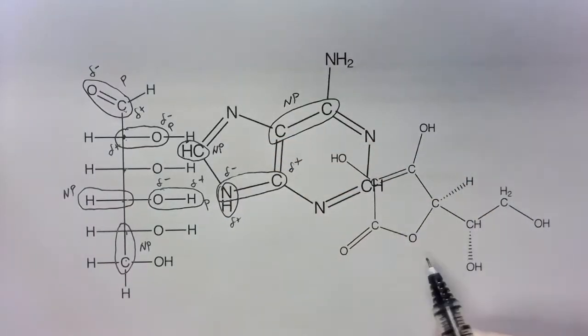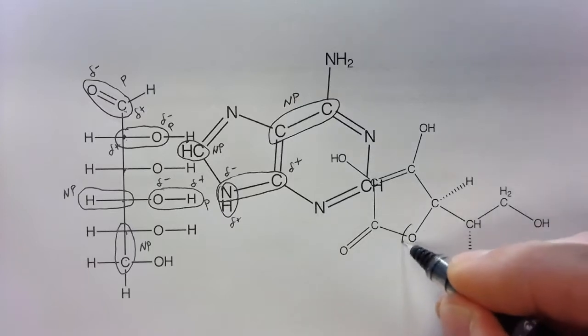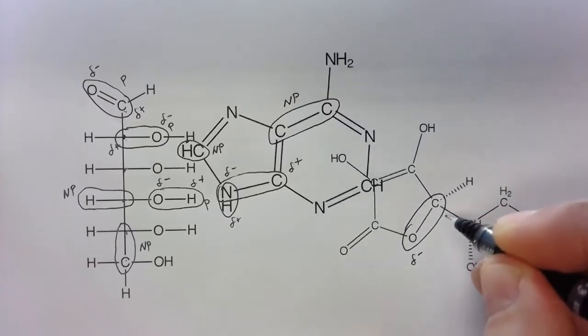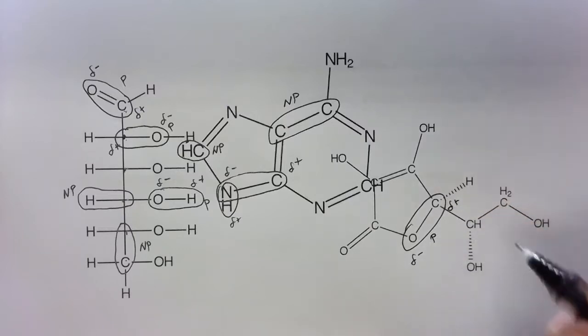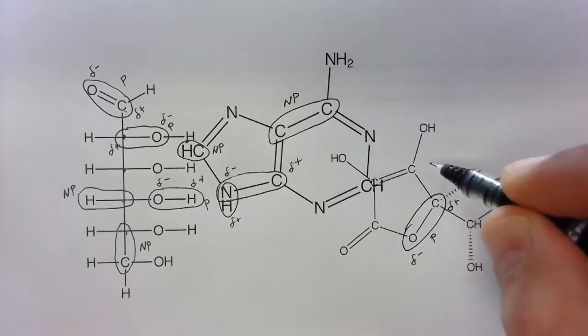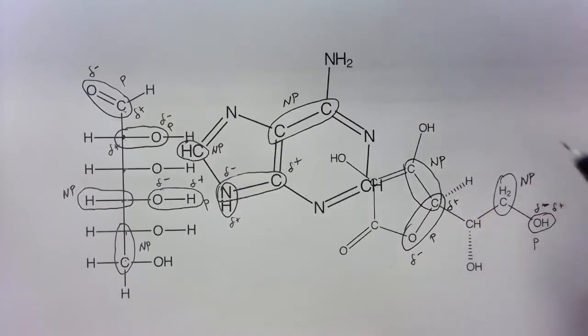Okay, sorry about this jumbled mess here. On this next molecule, we have a CO again, polar, and an OH, also polar, CH, nonpolar, and CC, nonpolar.